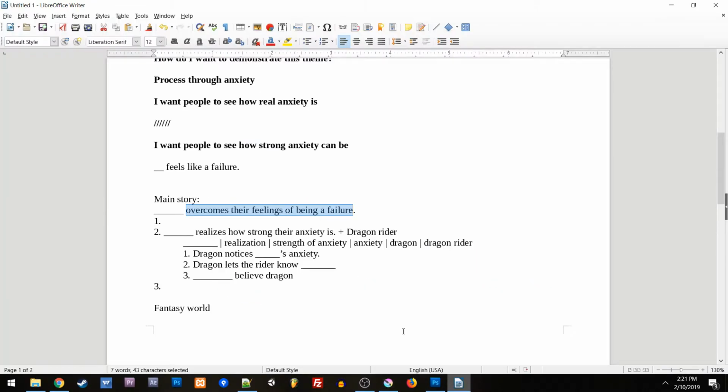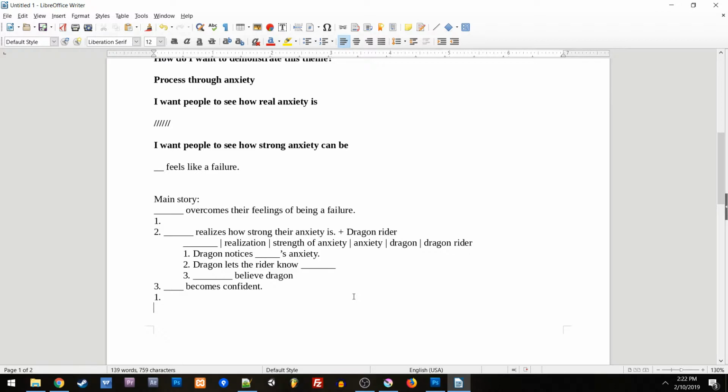So let's go back over here. They realize how strong their anxiety is. And then we can have blank. We could say blank becomes confident. And that right there is a really cool piece, because we say, okay, this is the healthy resolution. This is the healthy response.